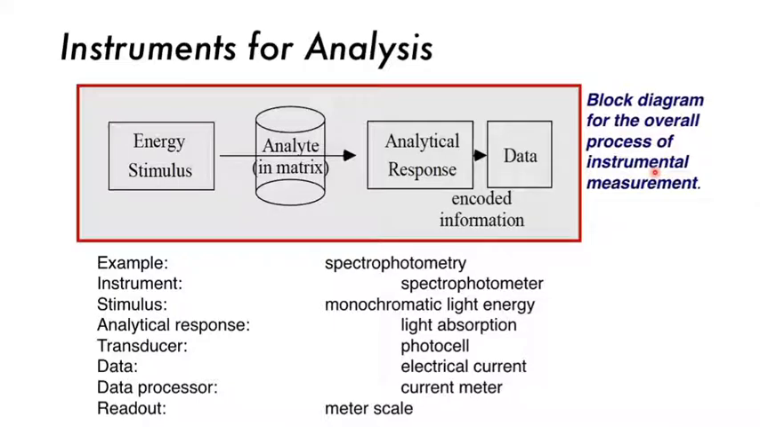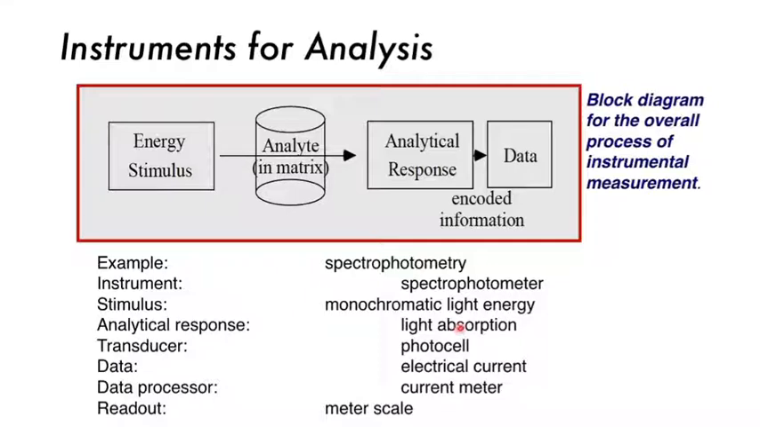An example here would be spectrophotometry. So that's going to be our UV-vis measurements. We call that a spectrophotometer. We have monochromatic light energy. So we usually produce multiple wavelengths of light using just a regular bulb for this type of measurement. And then we have the analytical response, which is the absorption of light.